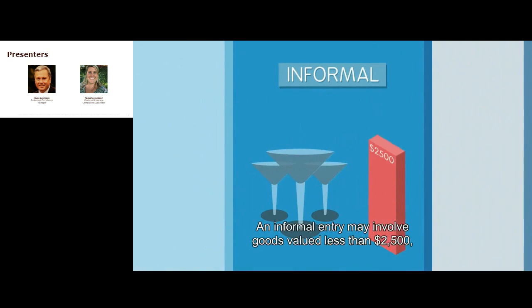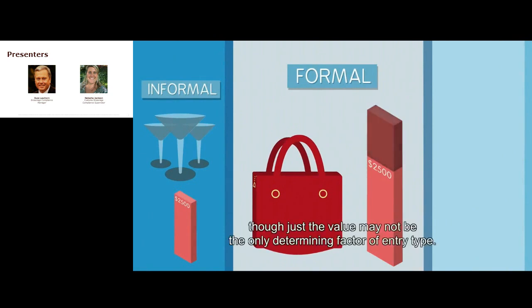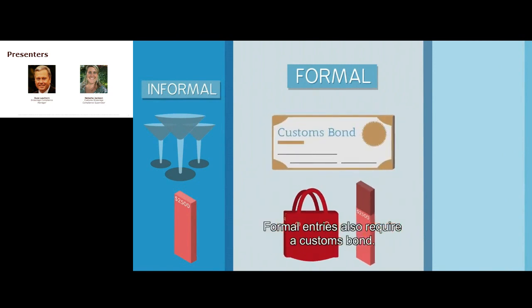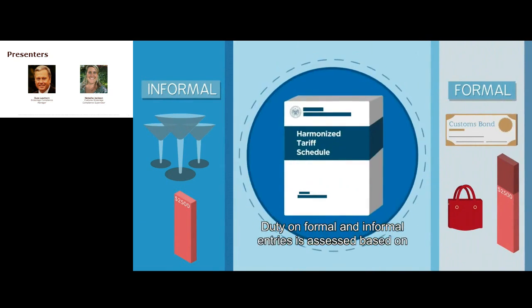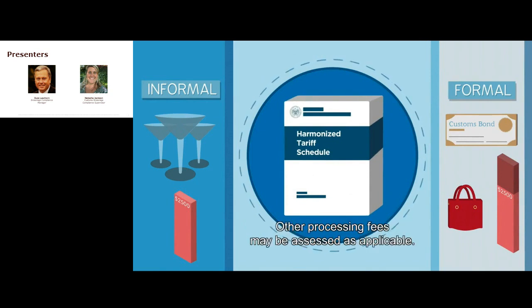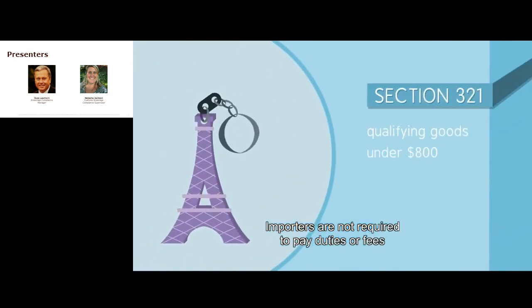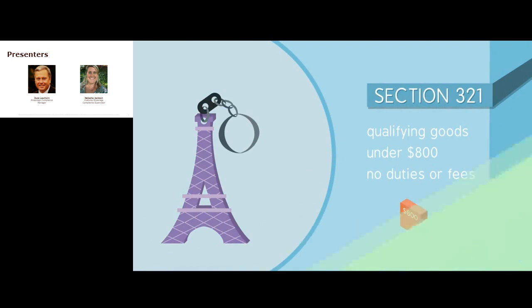An informal entry may involve goods valued less than $2,500, while a formal entry covers goods valued at $2,500 or more. Though just the value may not be the only determining factor of entry type, formal entries also require a customs bond. Duty on formal and informal entries is assessed based on how goods are categorized in the Harmonized Tariff Schedule of the U.S. Other processing fees may be assessed as applicable. Importers are not required to pay duties or fees on goods less than $800 that qualify as Section 321.